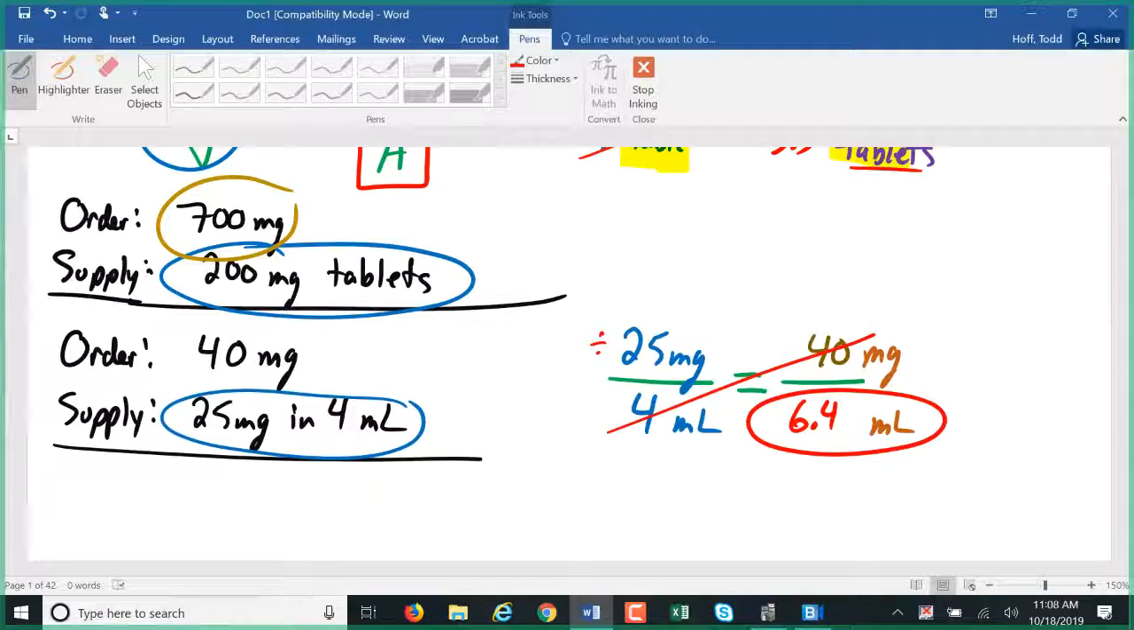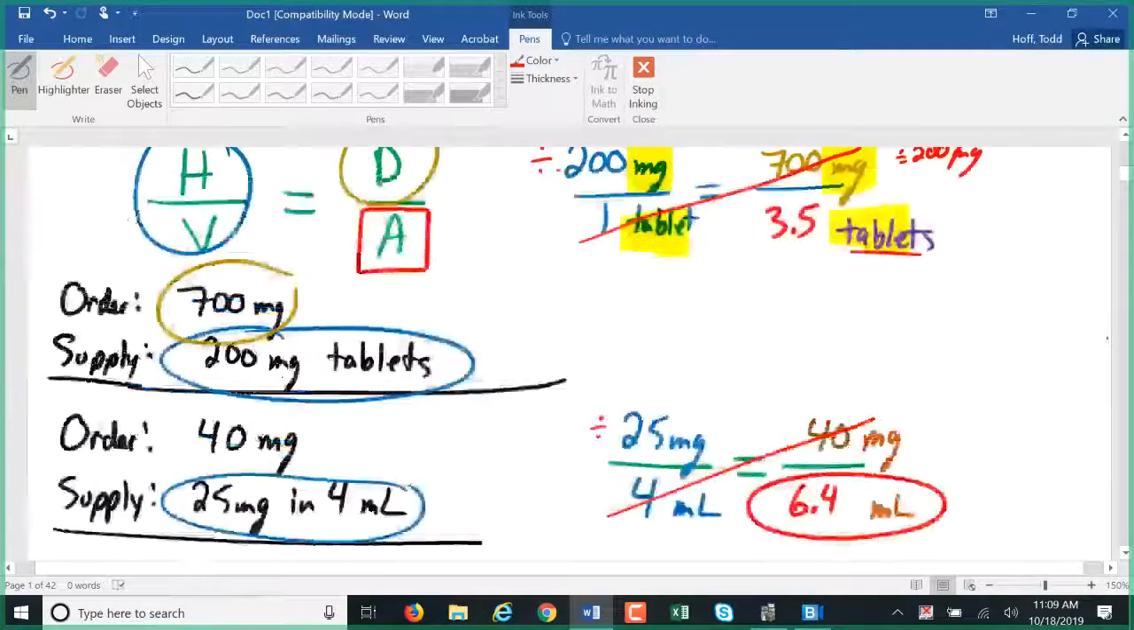Now, at this point, we've looked at two methods. I prefer the proportion over the dosage calculation formula because the proportion isn't anything to memorize. You just have to match things up, cross multiply, and divide.